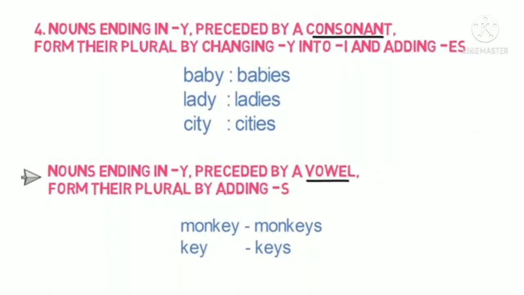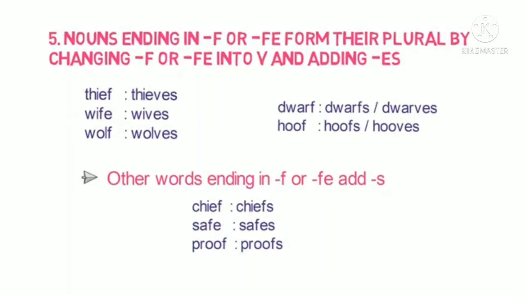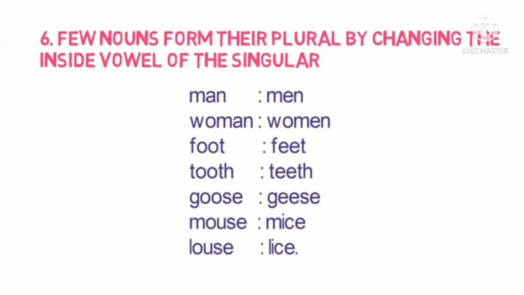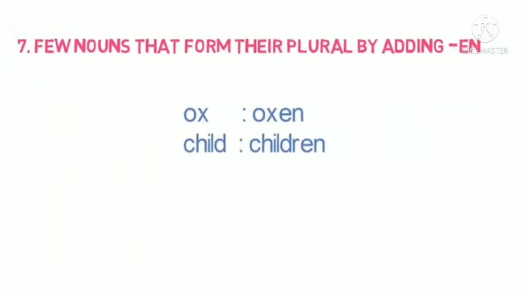Number 4. Nouns ending in y preceded by a consonant form their plural by changing y into i and adding es. And nouns ending in y preceded by a vowel form their plural by adding s. Number 5. Nouns ending in f or fe form their plural by changing f or fe into v and adding es. Number 6. A few nouns form their plural by changing the inside vowel of a singular. And number 7. There are few nouns that form their plural by adding en to the singular.